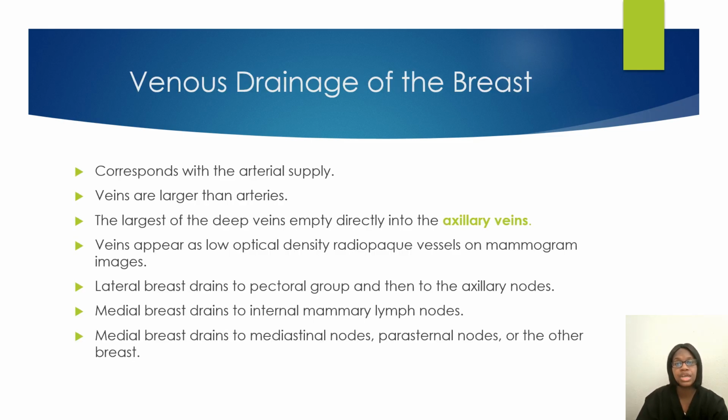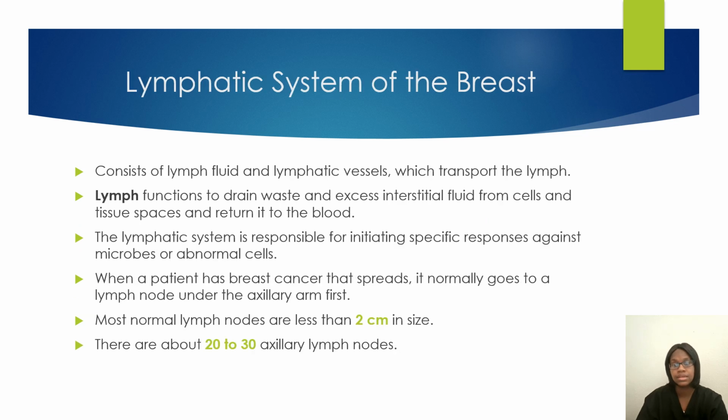For your venous drainage of the breast, that is going to correspond with the arterial supply. You have your veins, which are larger than arteries. The largest of the deep veins drain directly into the axillary veins. Your lateral breast drains to the pectoral group and then to the axillary nodes. You also have your lymphatic system.